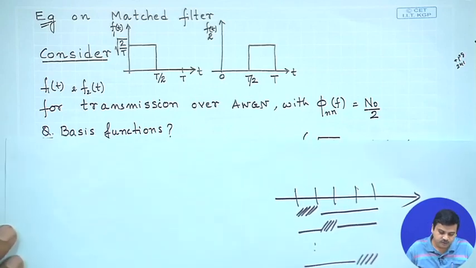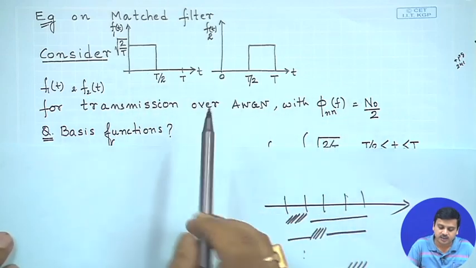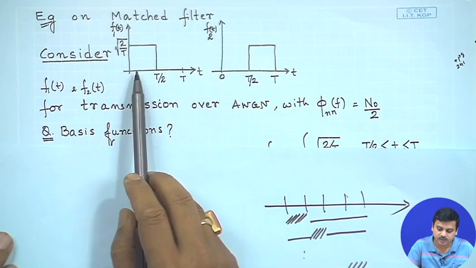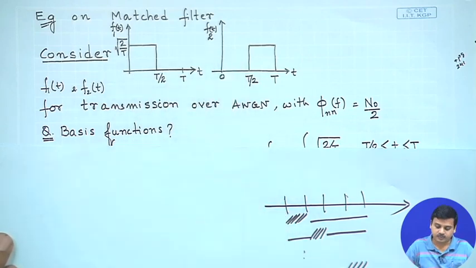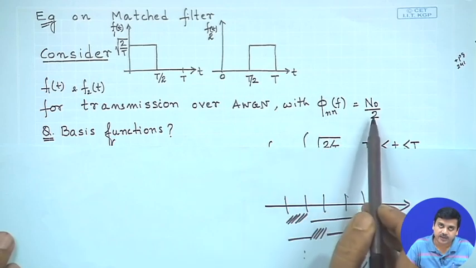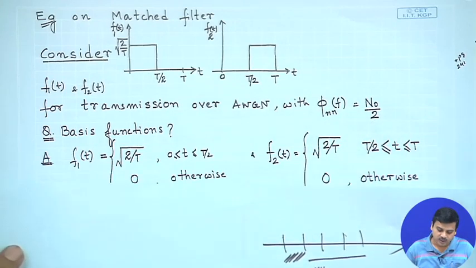F1 and F2 are used for transmission over AWGN. That means, to send signals over AWGN, you could choose either F1 or F2 to indicate the presence of a 0 or the presence of a 1. And of course, the power spectral density is N naught by 2, and the question is, what are the basis functions?